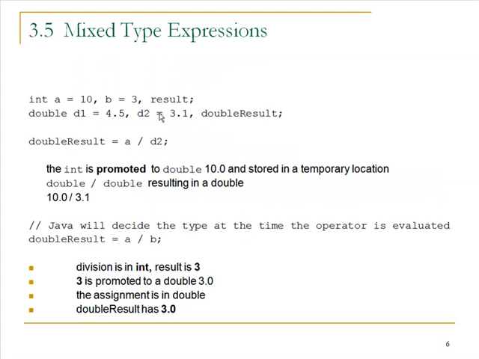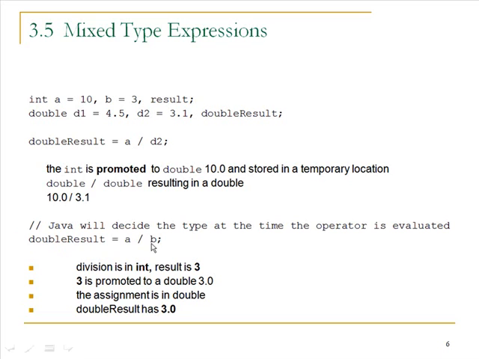Okay, let's work with these a little bit more. This is the same case that we had before. It's just spelled out a little more. We have an int divided by a double. It doesn't matter which operand is the one that needs to be promoted. We're going to promote the smaller to the larger. So int is promoted to the double 10.0 and stored in a temporary location, and then we have a double divided by a double resulting in a double, which can be assigned to this double variable. So Java will decide the type of the operator at the time the operator is evaluated.